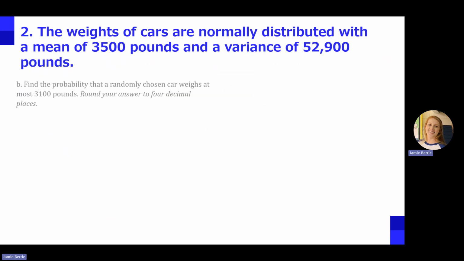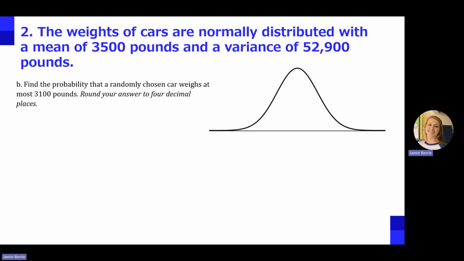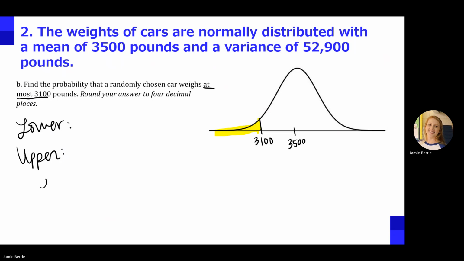All right, and then our last question: what's the probability that a randomly chosen car weighs at most 3,100 pounds? So put your mean in the middle. At most 3,100 means 3,100 or less. So 3,100 would be to the left of the mean, and we're saying at most 3,100, so that would be 3,100 or less. Now I just need to write down my lower bound of my shaded area, my upper bound, my mean, and my standard deviation. I already know the mean and standard deviation, so I'll fill that in.